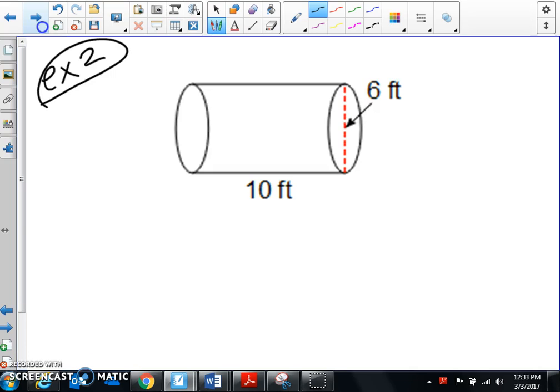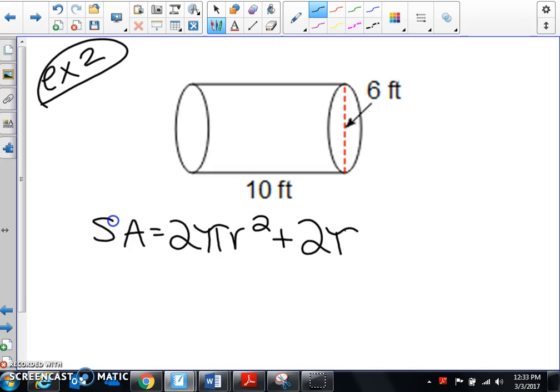We're finding the surface area. So surface area equals 2 pi r squared plus 2 pi rh. And then we just plug in. So surface area equals 2, we turn pi into 3.14.